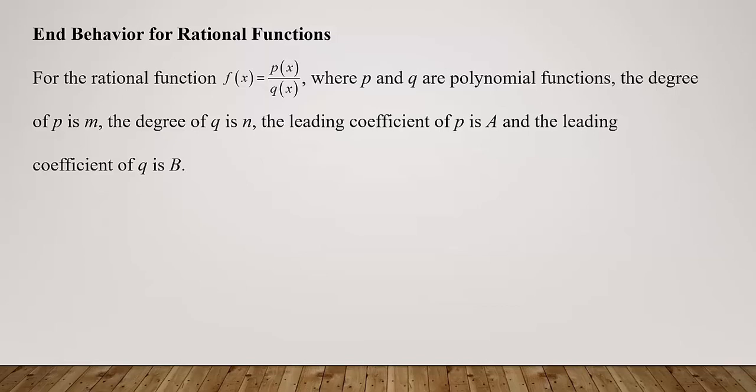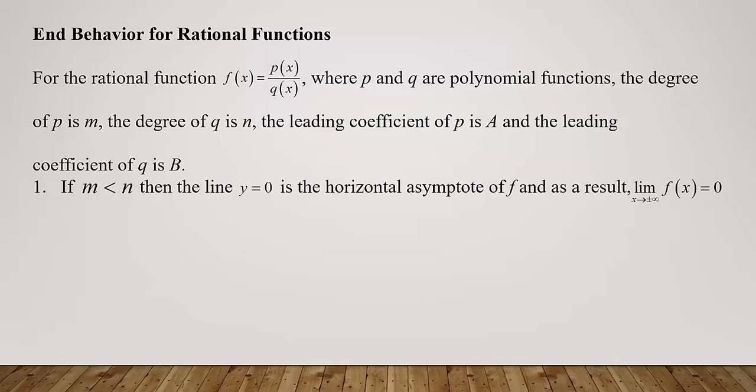Knowing that information, if m is less than n, so if the degree of the numerator is less than the degree of the denominator, then the line y equals 0 is the horizontal asymptote of the graph of f. And as a result, we know the limit as x heads to infinity, or to negative infinity, of the function would be 0. We know the horizontal asymptote, so we know limits.